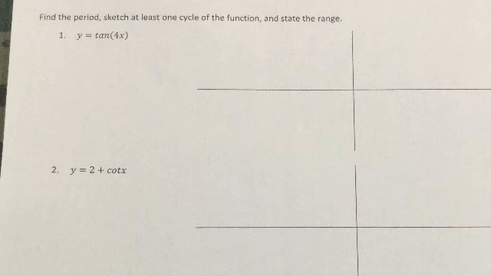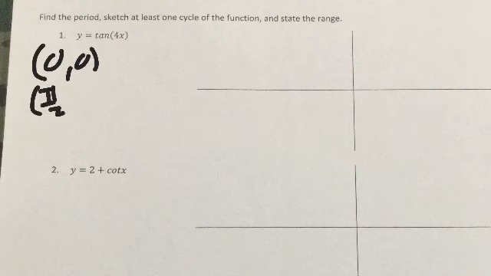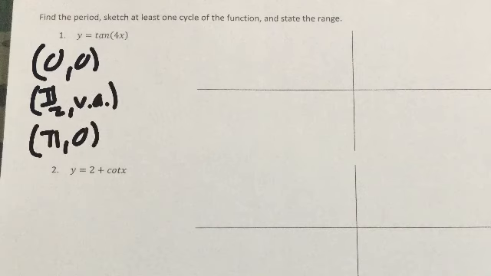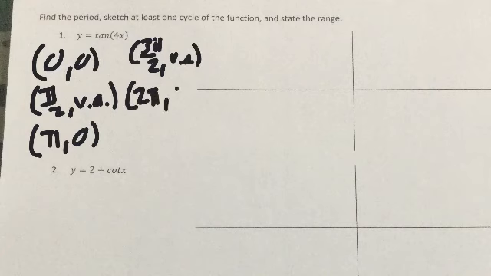Okay, so right here it tells me to find the period, sketch at least one cycle of the function, and state the range. So I've got y equals tangent of 4x. So my original function would be tangent. And so I'm thinking, what are my critical points for tangent? Okay, well, tangent starts at 0, 0. Then at pi over 2, we have a vertical asymptote. At pi, we're back to 0. At 3 pi over 2, we have a vertical asymptote. And then at 2 pi, we're again back to 0.